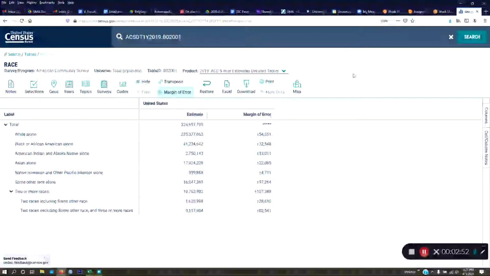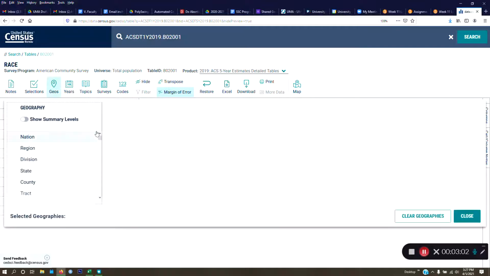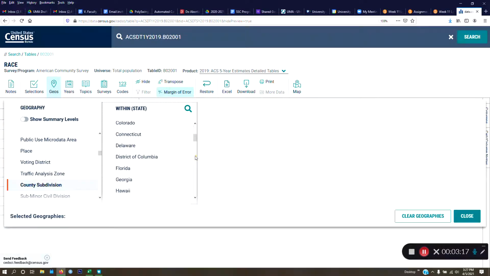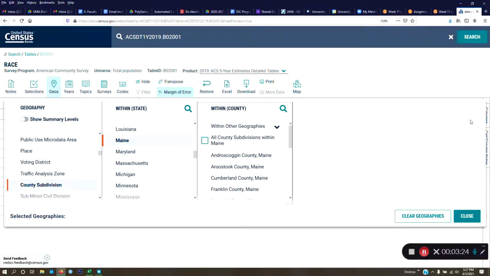So, in your work for this class, you already have identified your main town of interest, and I would like you to find that town by then clicking here on Geos, which is short for geography levels, and scrolling down until you find not place, but county subdivision. Click on that. You're going to be looking at a town within Maine. And so then you're going to need to know the county that your town is in.